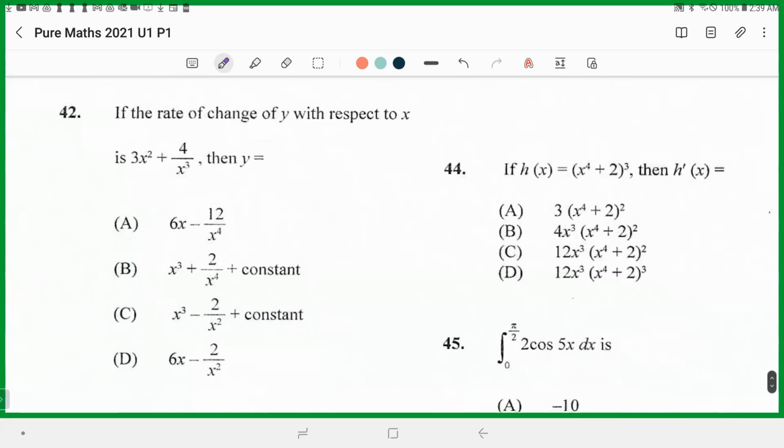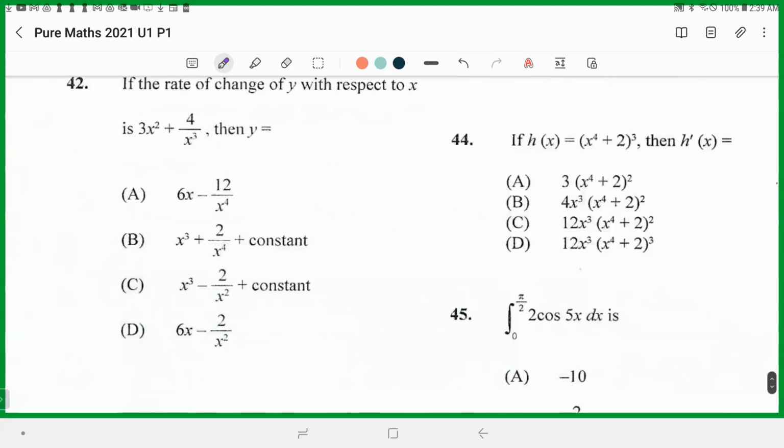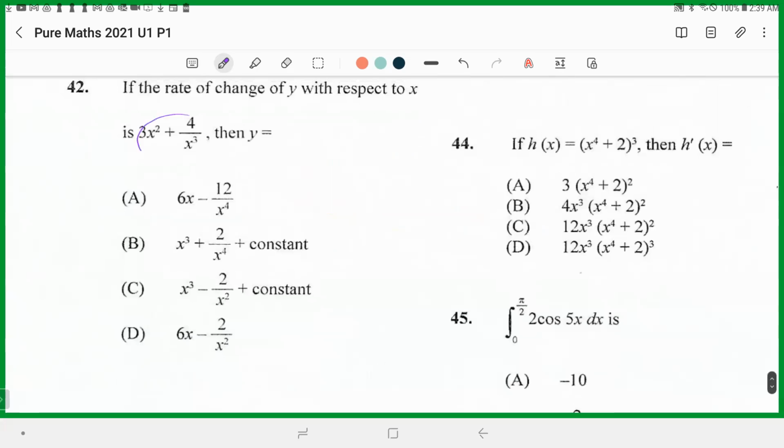For the 2, the rate of change of y with respect to x is this. Then what is y? This right here is dy by dx. So y becomes the integral of 3x squared plus 4x to the minus 3 dx. And you're ready to integrate now.